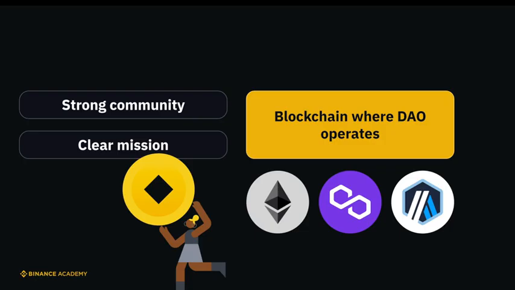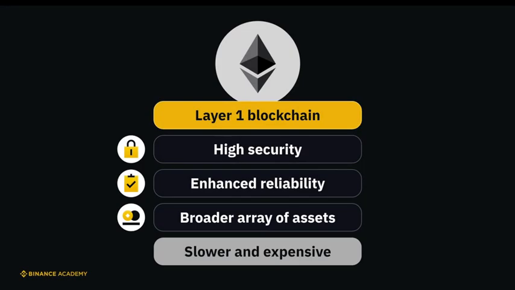Once you have a strong community and a clear mission, the next step is to choose the blockchain where your DAO will operate. There are several well-known blockchain options available for DAOs, and these include Ethereum, Polygon, and Arbitrum. Ethereum stands out as a Layer 1 blockchain that boasts high security, enhanced reliability, and a broader array of assets. It's arguably the most popular choice for DAOs. However, a potential drawback is that it might be slower and more expensive.